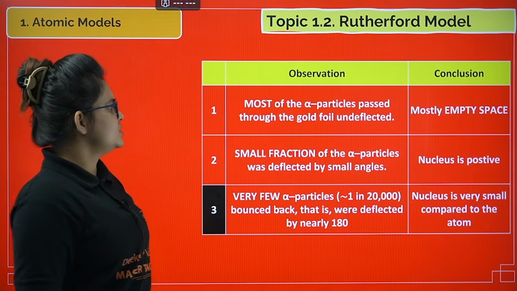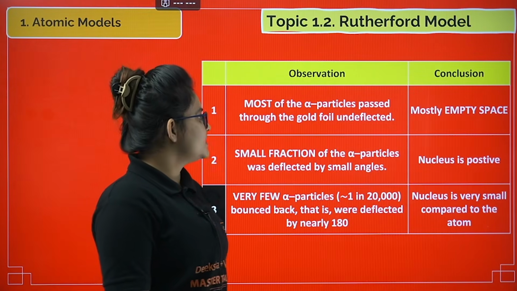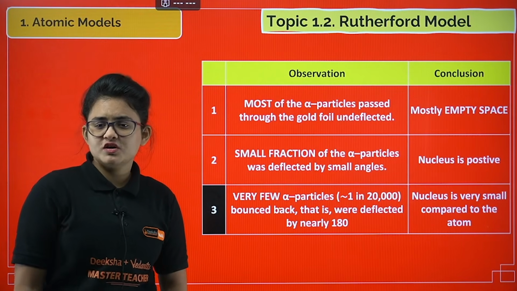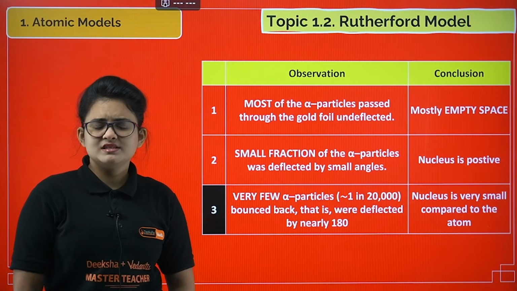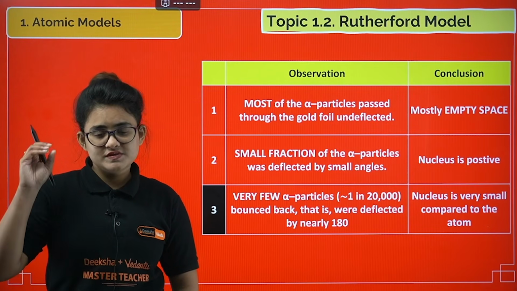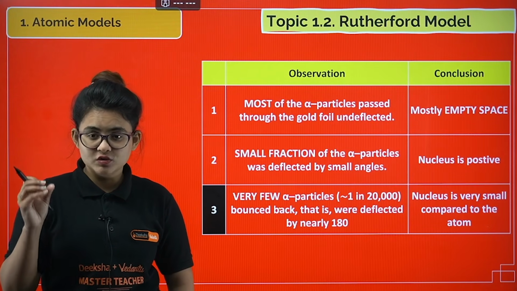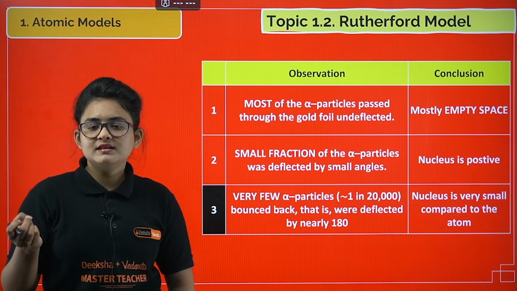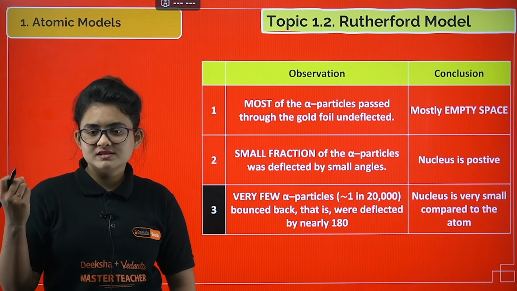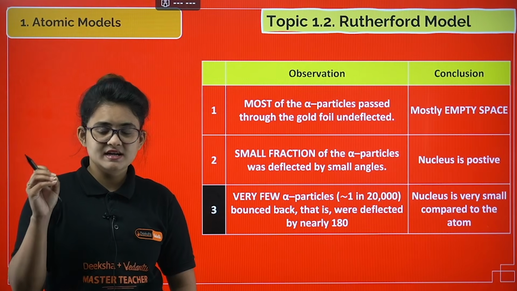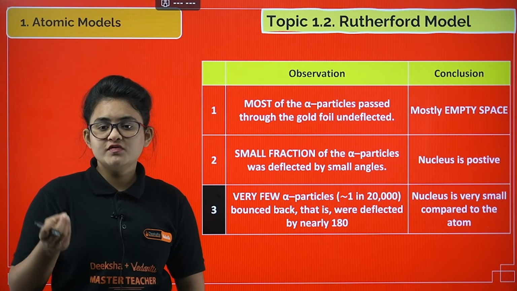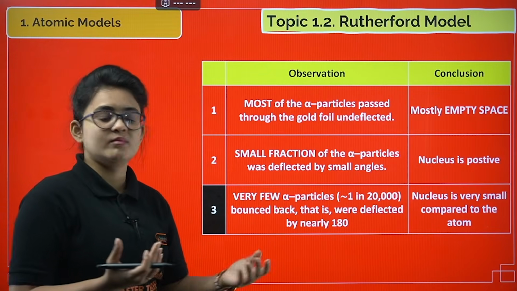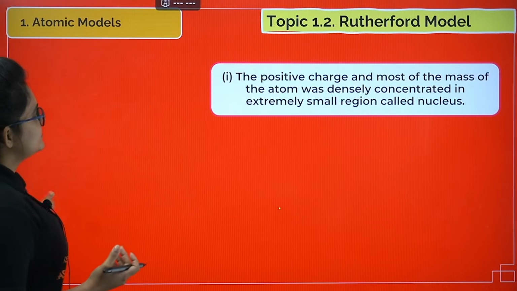So these are the observations. Most of the alpha particles pass through, so most of the space is empty. A small fraction get deviated, which indicates that a positive center is there, called the nucleus, and that is positive. Very few alpha particles got bounced back. It means that the nucleus has a considerable amount of mass, and it is very small compared to the whole atom. Okay, let's proceed.